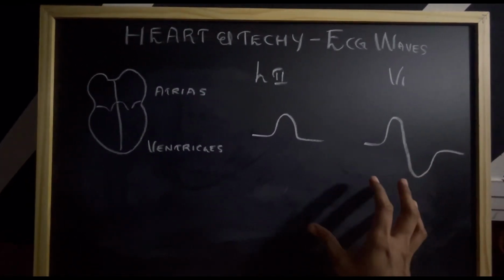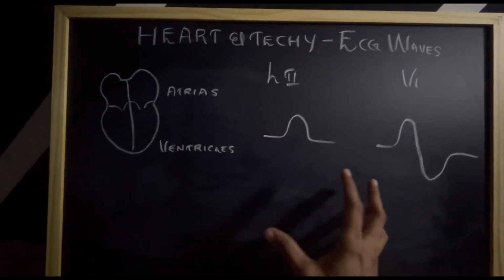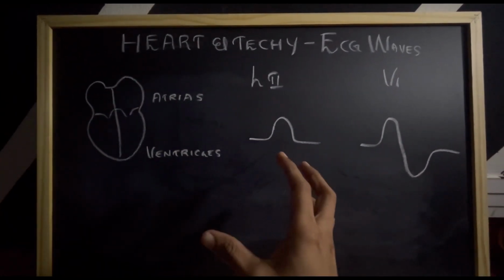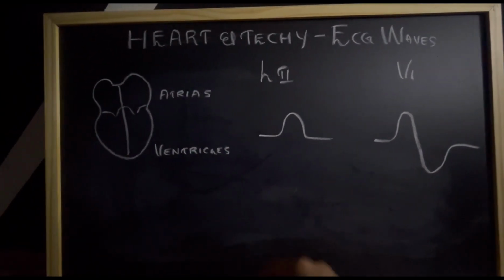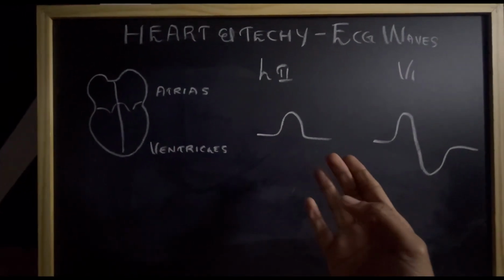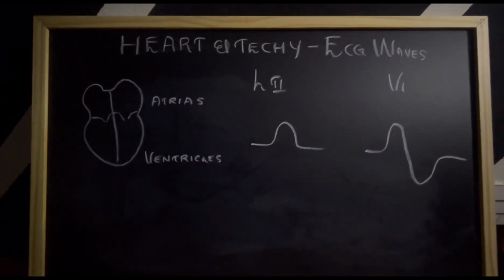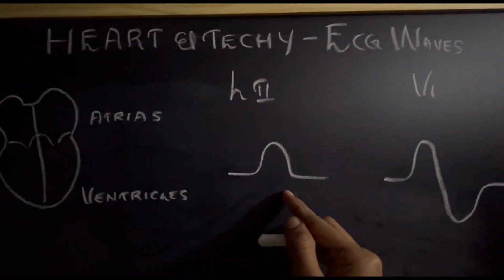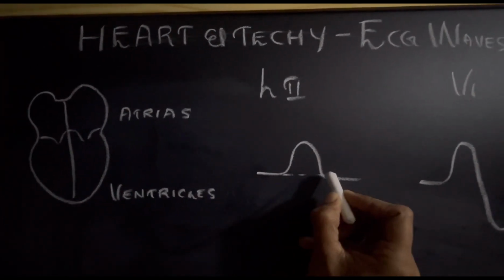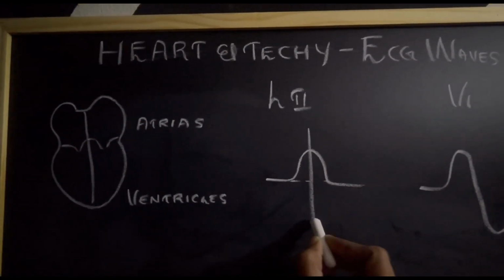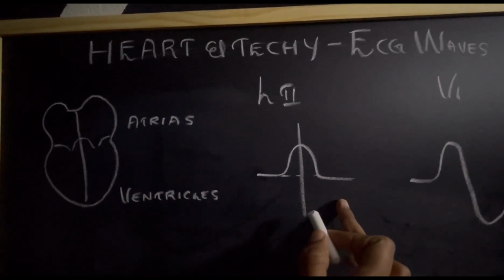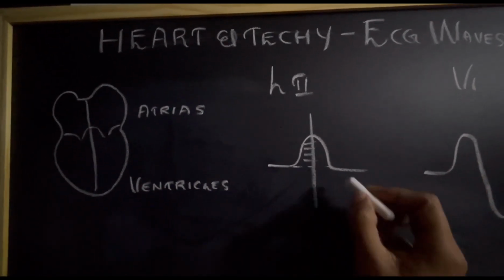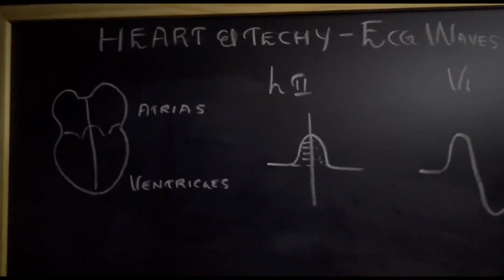As I told you, the P wave represents atrial contraction. There is a right atrium and a left atrium. If the P wave represents atrial contraction, which part of the P wave represents the right atrium and which part represents the left atrium? That I'm going to explain next. When we take lead 2 as reference, this is the baseline. If I cut the P wave into two parts, the first portion represents the right atrium and the second portion represents the left atrium.